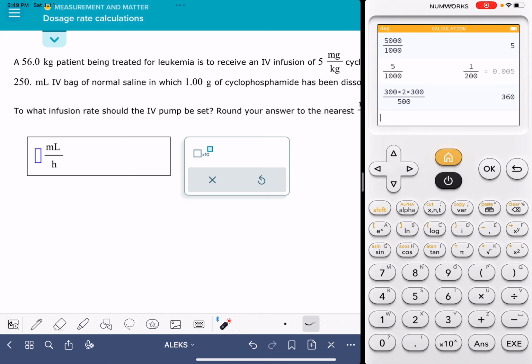In this video, I'll show you how to solve the ALEKS problem called dosage rate calculations. There are two different versions of the problem. I'm going to show you how to solve this version of the problem, and I'm also going to talk about the other version as well.